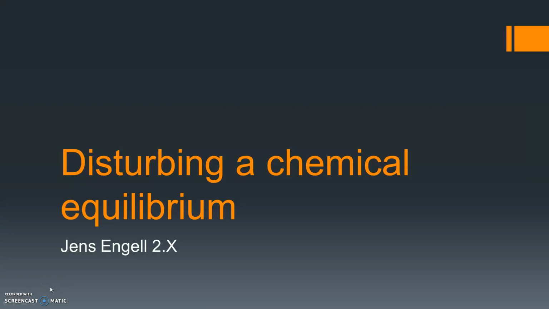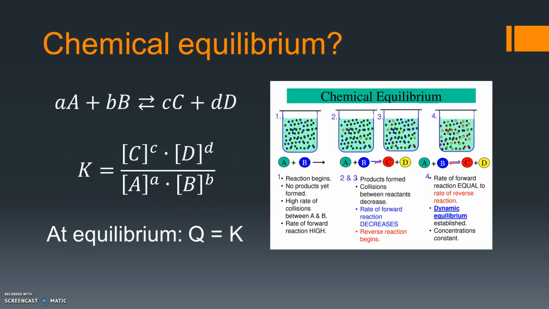I'm Jens, and this is my presentation on disturbing a chemical equilibrium. So a chemical equilibrium is a closed reaction where both the reactants and the products react towards each other with the same rate. And an equilibrium can be described with the equilibrium expression, which shows the relation between the concentrations of the products and the reactants.